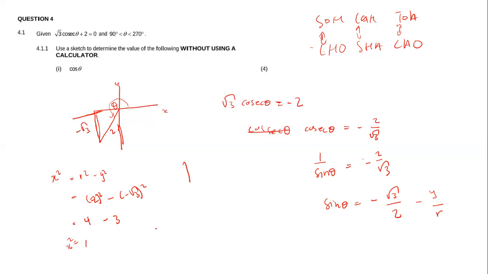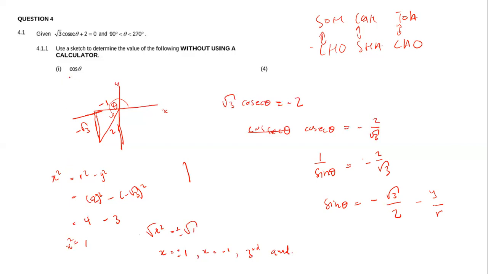Remember, we are not looking for x squared, but we are looking for x. We're going to take the root on both sides. And immediately when you take the root on both sides, you take plus or minus. So our x will be equal to plus or minus 1. But because we are talking about the third quadrant, our x will most definitely be negative. So our x will be negative 1. Why? Because we are in the third quadrant.